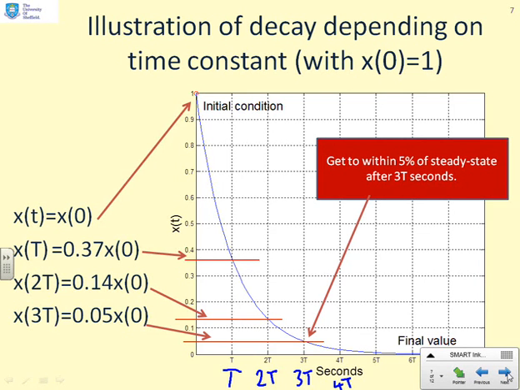Now, another key observation that you'll get used to, that we will use quite often, is you get to within 5% of the steady state value after 3 capital T seconds. And it's quite common to use 5% as an indication of I'm almost there. So that's the settling time.